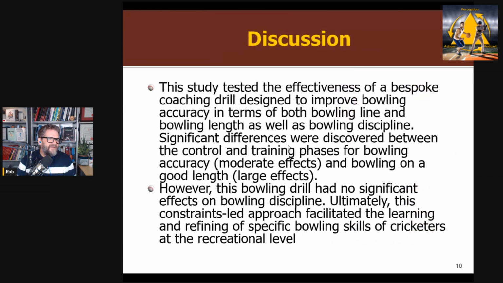So what they found is this manipulation of task constraints, giving batters more feedback about what a good ball is, a good length, good line, seems to have large effects on accuracy, but not any effects on discipline. So it seems to be facilitating some kind of learning. I think it's a good example of a constraints-led approach, allowing an athlete to learn to bowl, adjusting their bowling based on the information they're getting. You're giving them a goal, a target, and they're getting very clear feedback.